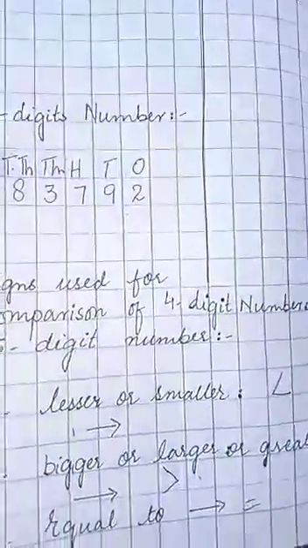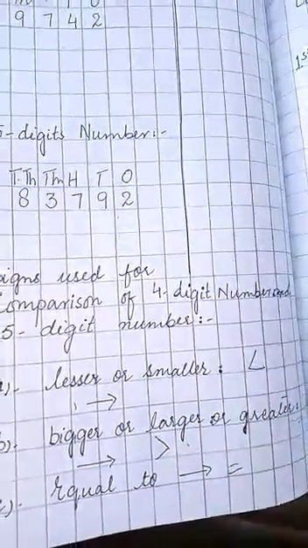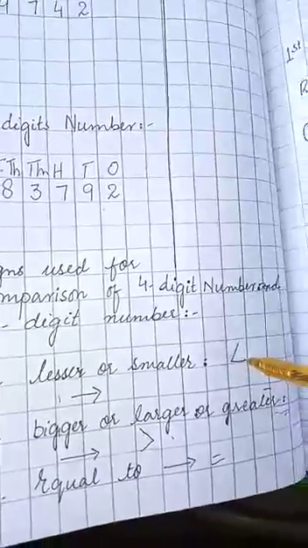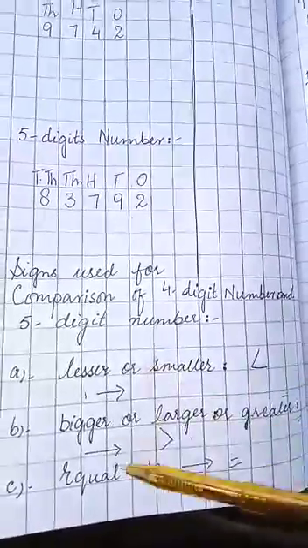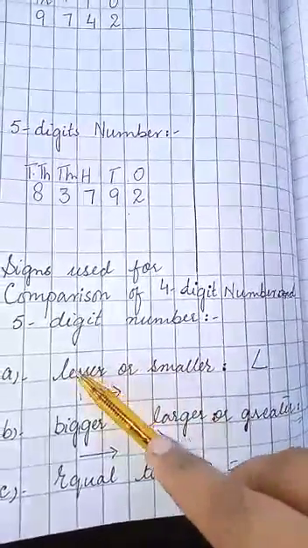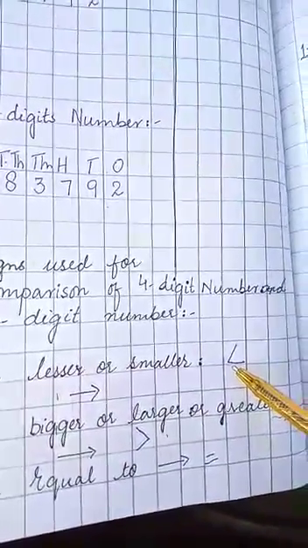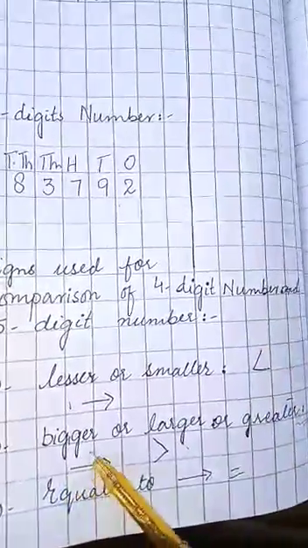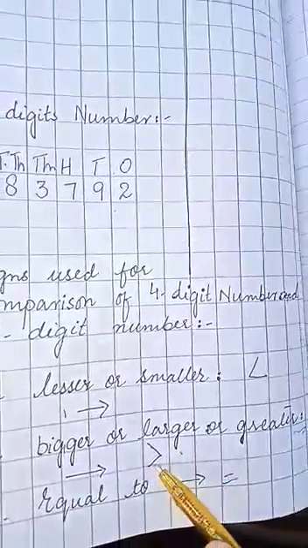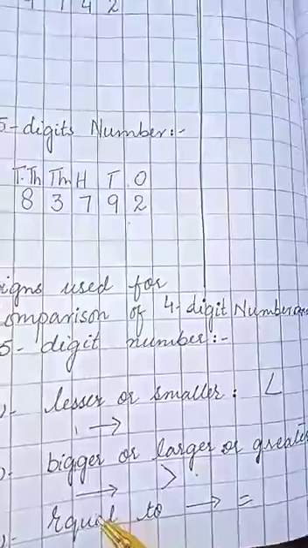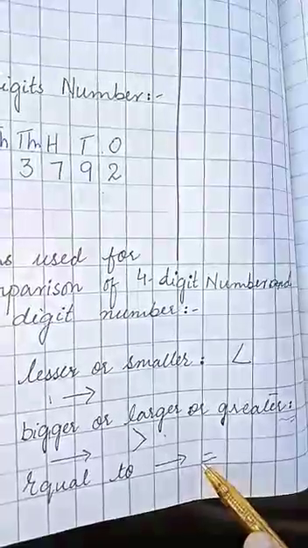Now our main topic. Before starting the main comparison of the digits, we have to know what are the main symbols or signs which we use for the comparison of the numbers. So for the lesser sign, as lesser starts with L, its sign just looks like an L. It's not L, it just looks like an L. And bigger, larger or greater, these three words are used for this sign. This sign is open leftwards and this is called the greater sign. Equal sign, you are well familiar with the equal sign.